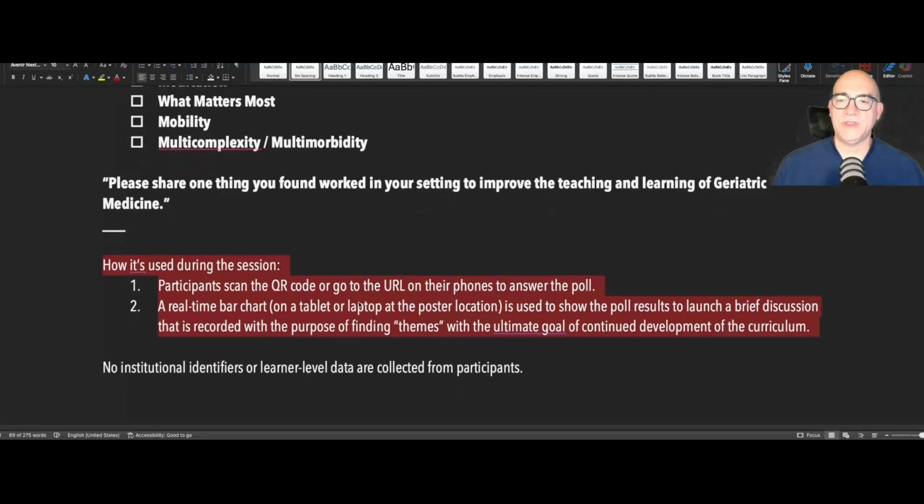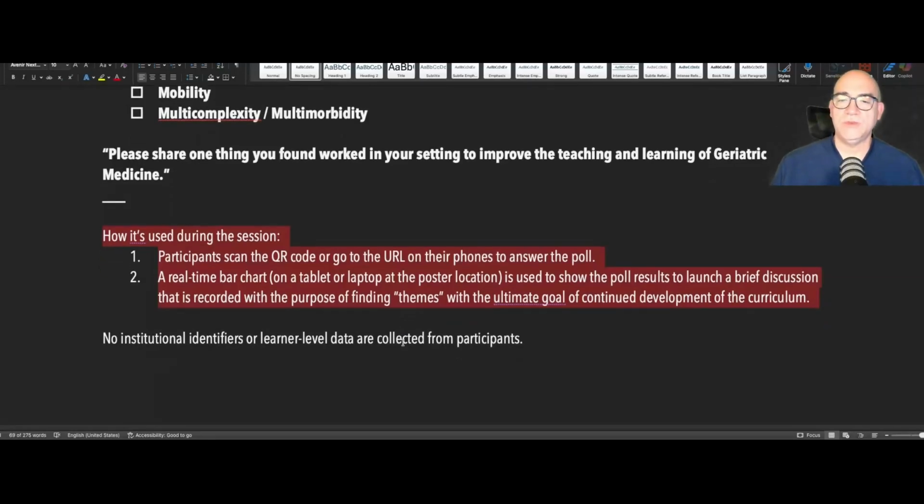How it's used: the participants scan the QR code or go to the URL on their phones and answer the poll, and a real-time bar chart on a tablet or laptop at the poster location is used to show the poll results. This launches a brief discussion that is recorded with the purpose of finding themes, with the ultimate goal of continued development of the curriculum. No institutional identifiers or learner-level data are collected from participants.